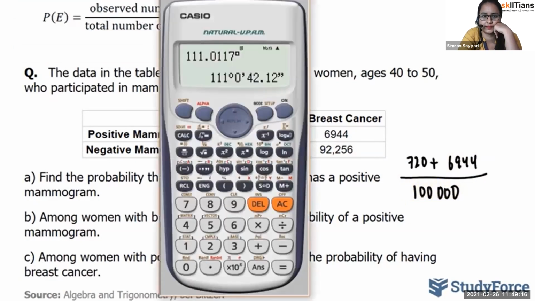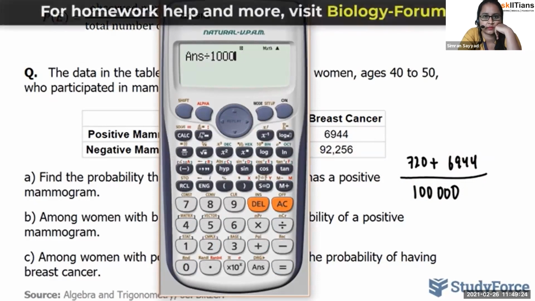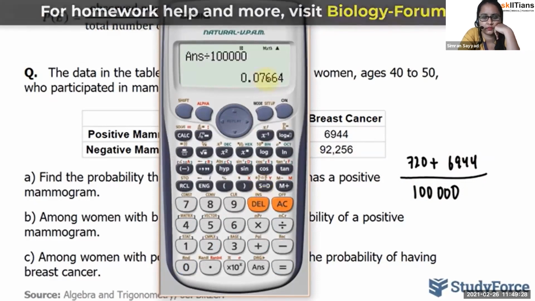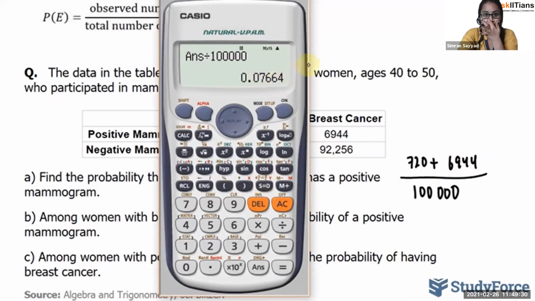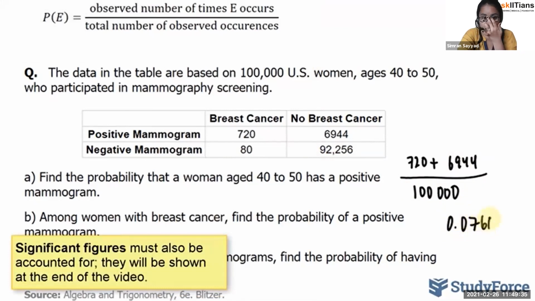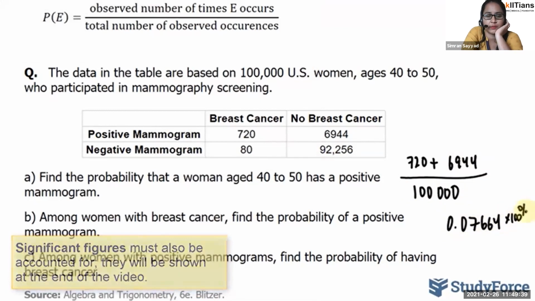Understood? 720 plus 6,944, divided by 100,000. You don't have to use a calculator here. Thus we get 0.07664. And if you want this as a percentage, you can multiply by 100.